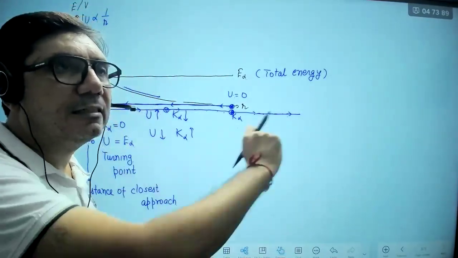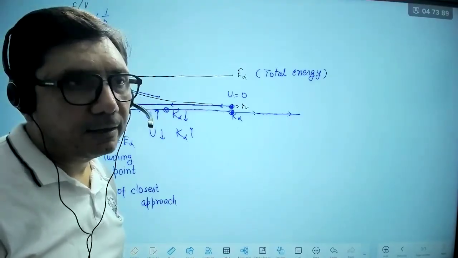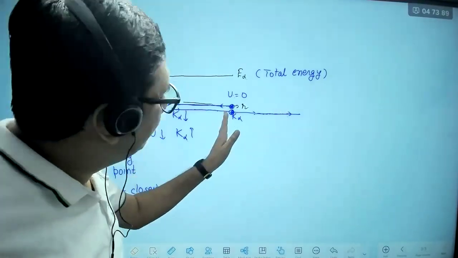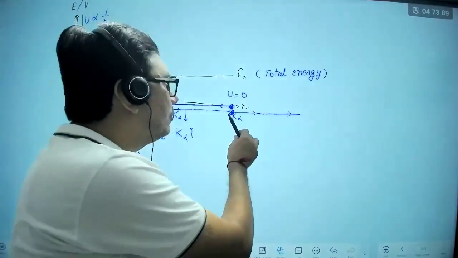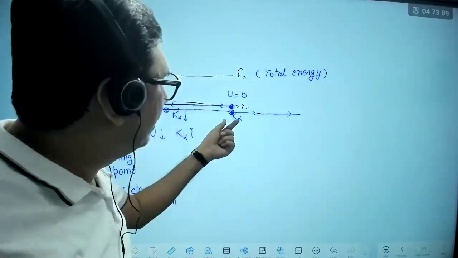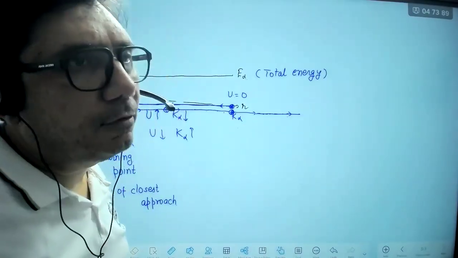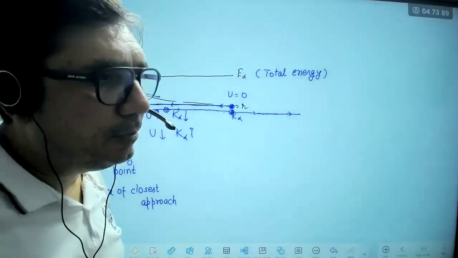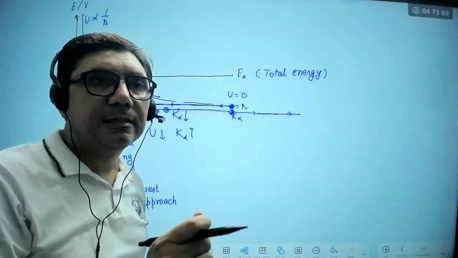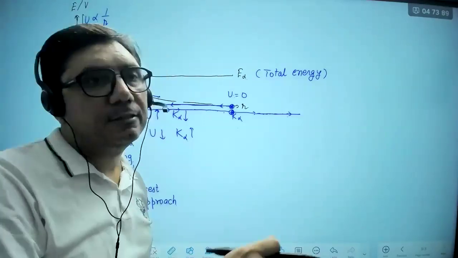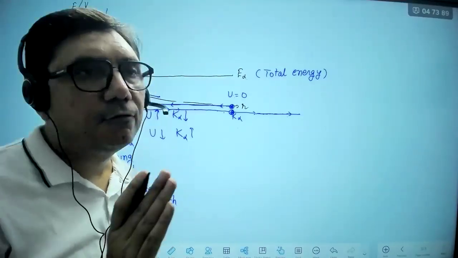Uniform motion: if a particle is moving in a straight line with a constant velocity, then this will be a uniform motion. If no other interaction is there, then ideally it should move in a straight line with a constant velocity corresponding to the K alpha kinetic energy. Uniform motion means the particle is moving along a straight line with a constant velocity. Direction is not changing, magnitude of the velocity is not changing. Speed is not changing, direction is not changing. That type of motion is called uniform motion.